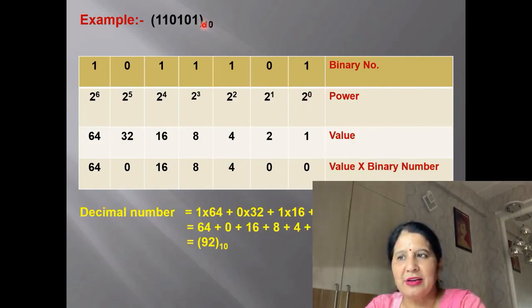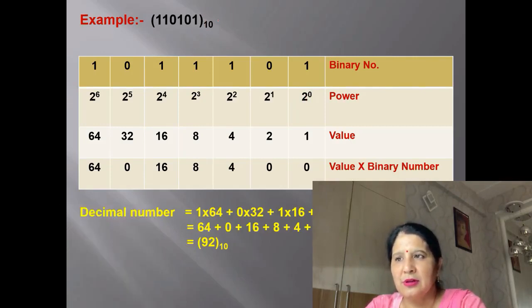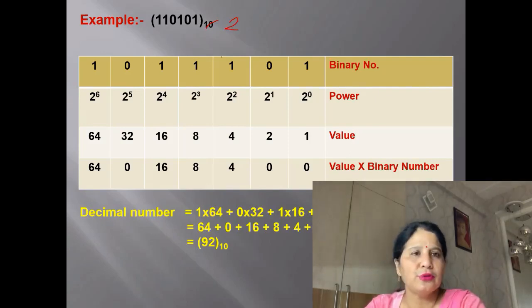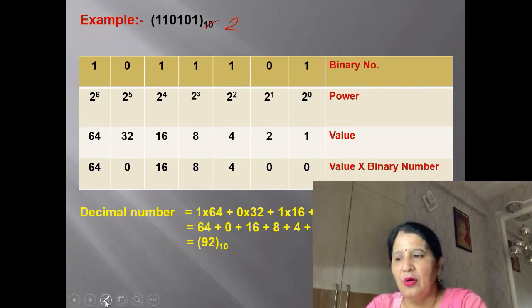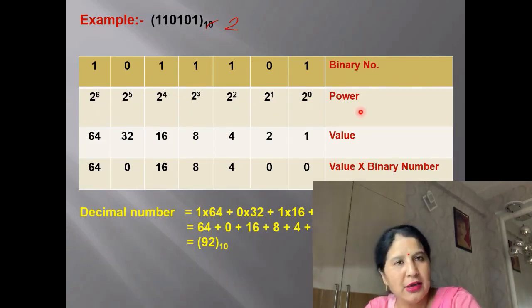By mistake I have written it wrong here. This is 2. Okay, the base is 2. So this is 2. Now 2 power 0, 2 power 1, 2 power 2, 2 power 3, 2 power 4, 2 power 5, 2 power 6. We will write like this here.